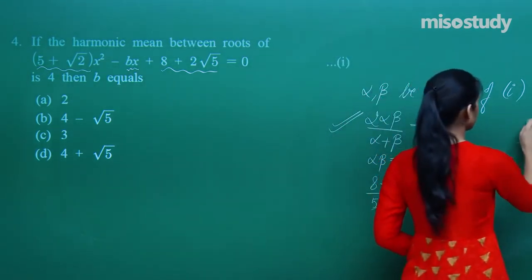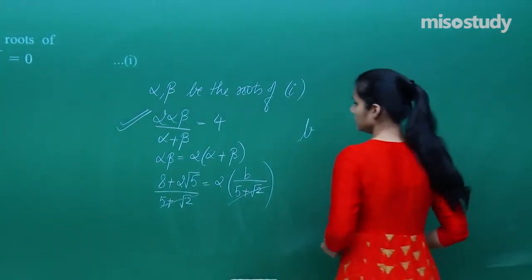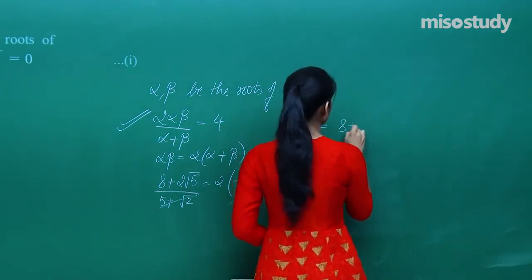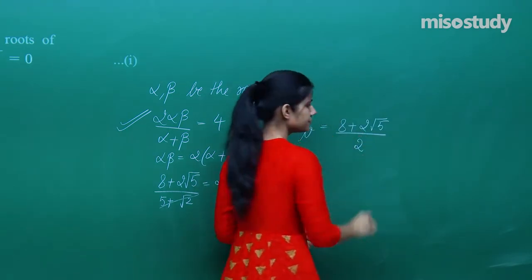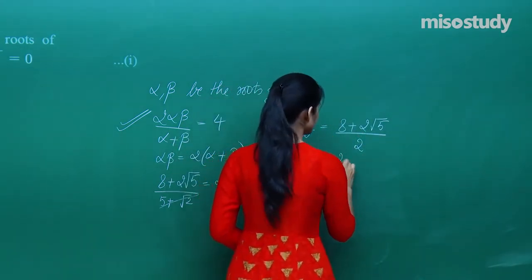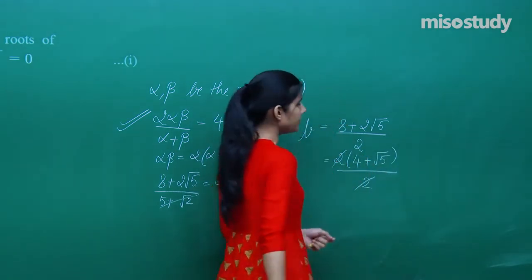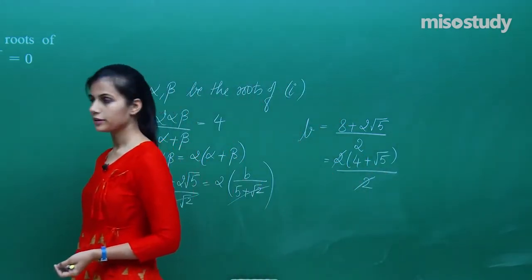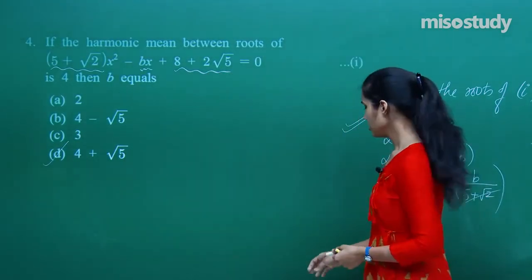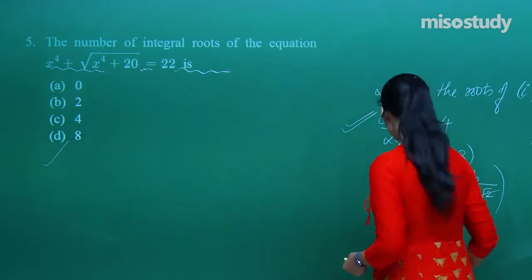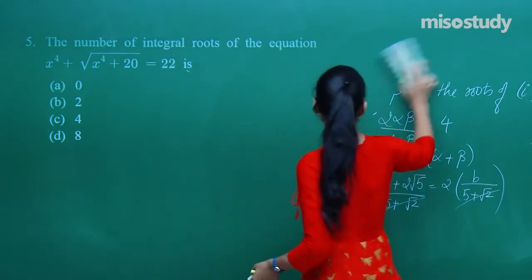B is coming out to be what? What is the value of b that you're getting? B is coming out to be (8 plus 2 root 5) upon 2. Very simple. 2 comes out common. (4 plus root 5) upon 2. B is nothing but 4 plus root 5. So the answer is option number D. Clear? Moving to the next one, we have the number of integral roots of this equation is what?